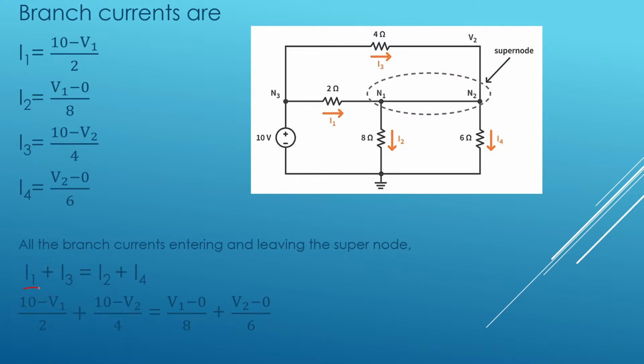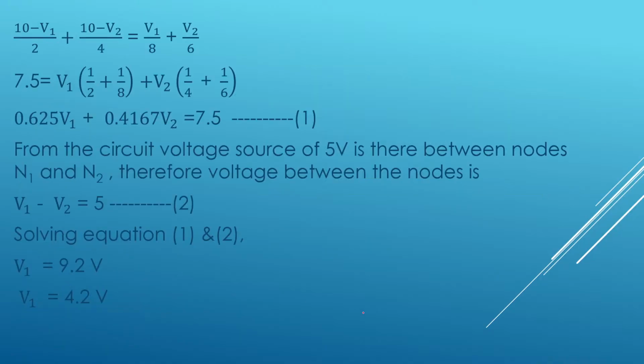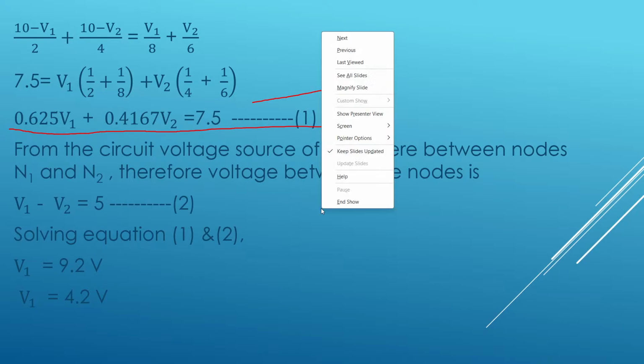So what is I1? What is I3? I already wrote the branch current equations, so you just copy them, write the equations for I2 and I4 here, and simplify. Simplifying these terms, at last you will get 0.625 V1 plus 0.4167 V2 equal to 7.5. Consider it as equation 1.